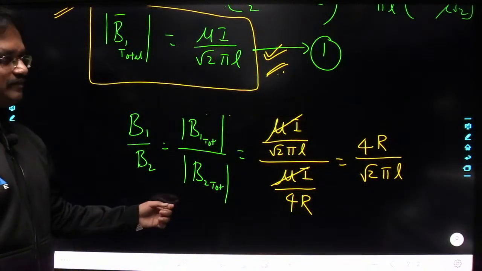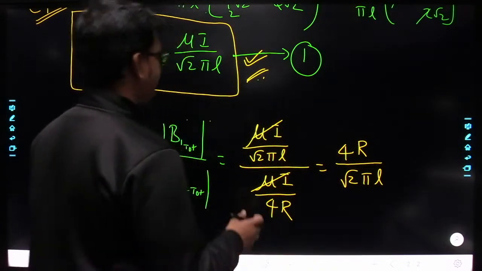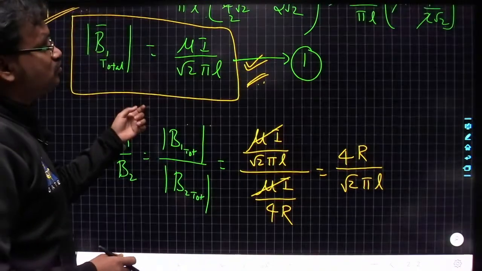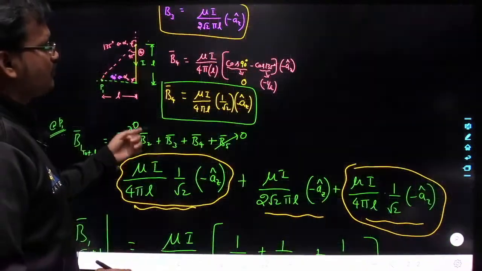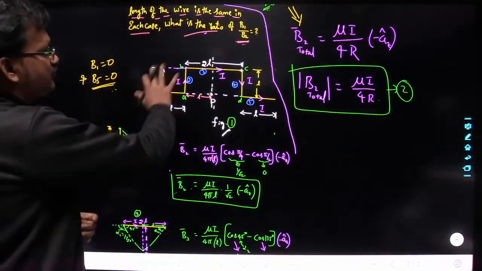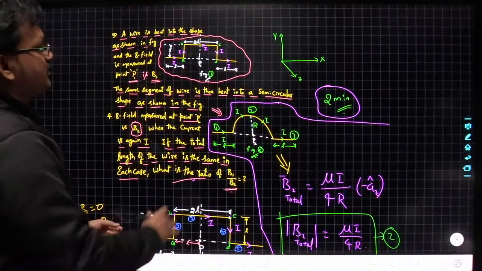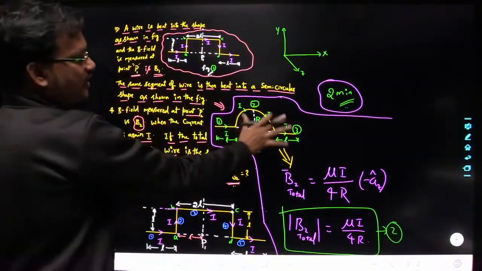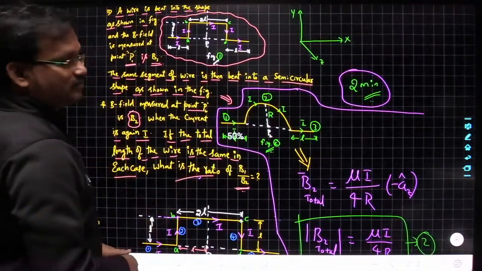What is the value of capital R? See, they have given one clue here. What is the clue they have given? The total length of the wire in figure 1 and the total length of the wire in figure 2, both are the same. Yes or no?